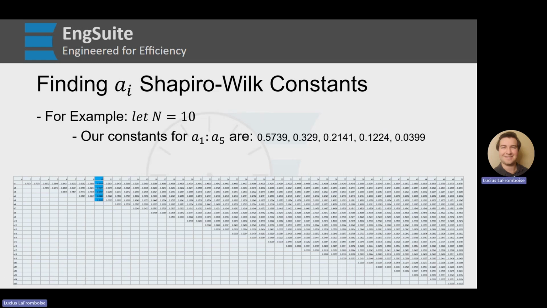Okay, so for example, let n equal 10. We have 10 samples. We come over here and find n equals 10, and our a1 constant is this value, our a2 is this, a3, 4, 5. That's how you calculate, and they're all listed here. If you were to have, let's say, a sample size of 38, here would be all of your constants there. So pretty cool, pretty easy.